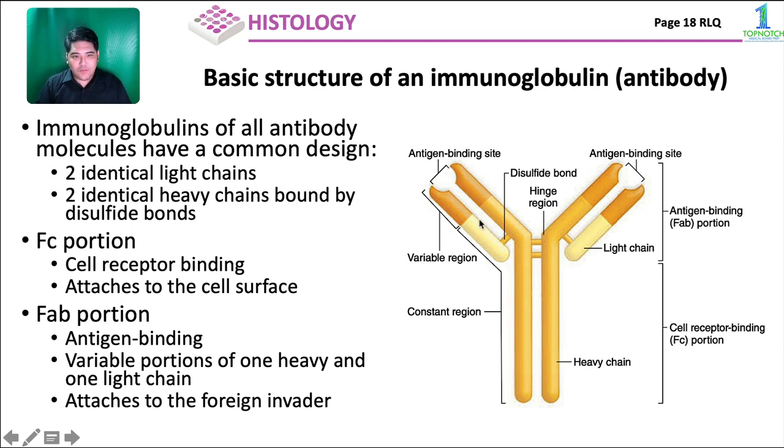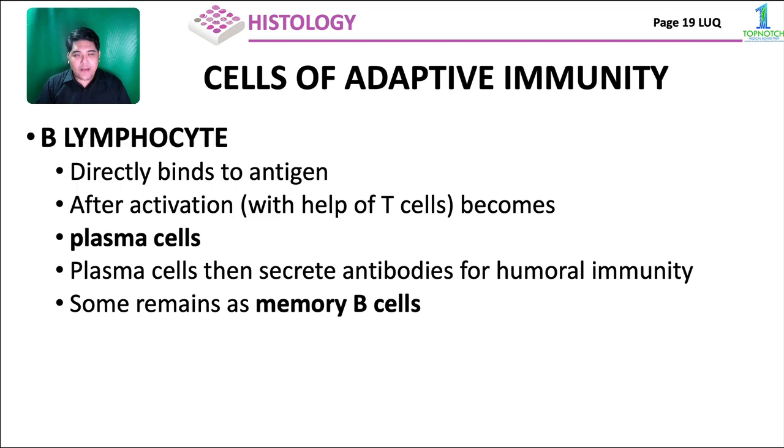Okay? So you have your two identical light chains, this one. And then you have your two identical heavy chains bound by your disulfide bond. Again, disulfide bond. You have your Fc portion or your fragment crystallizable portion, and then you have your Fab portion or your fragment antigen binding portion. So this is your Fab and this is your Fc. Okay, so this was also discussed in physio by, I think, Doc Broly, no? So please remember that.